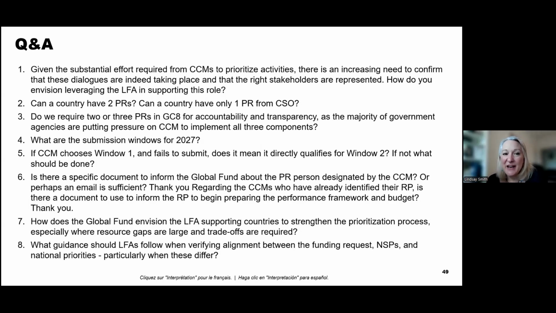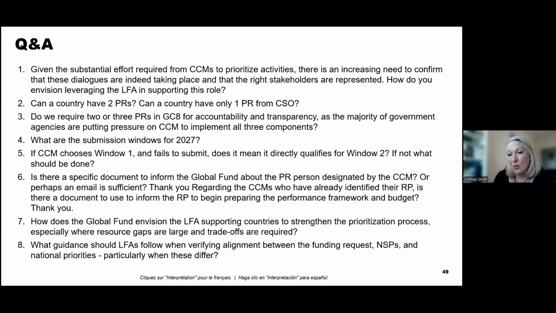Given the substantial effort required from CCMs to prioritize activities, there is an increasing need to confirm that these dialogues are indeed taking place and the right stakeholders are represented. How do you envision leveraging the LFA in supporting this role?